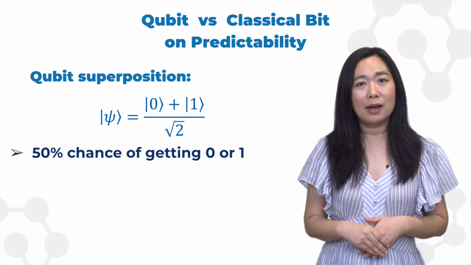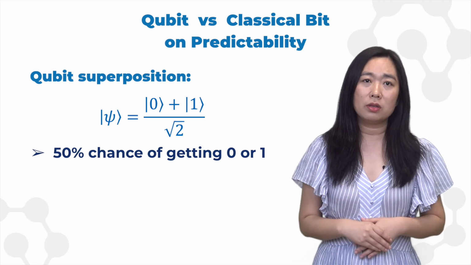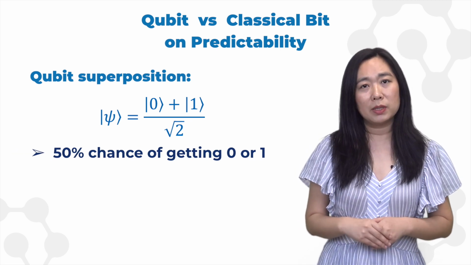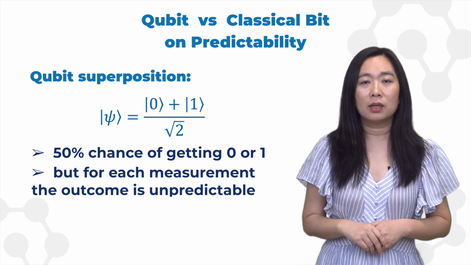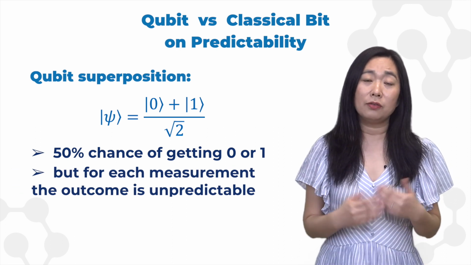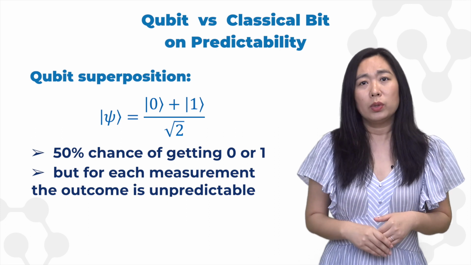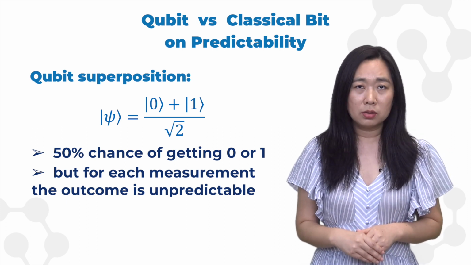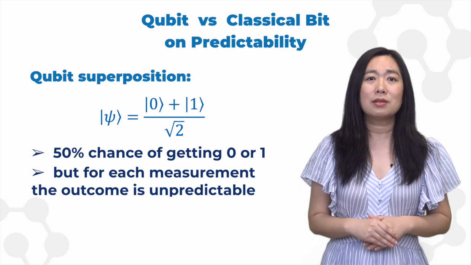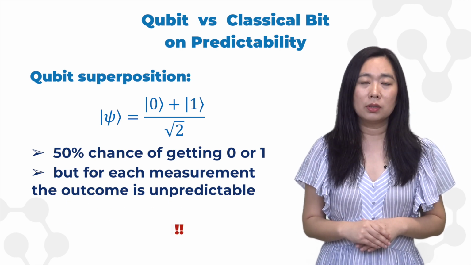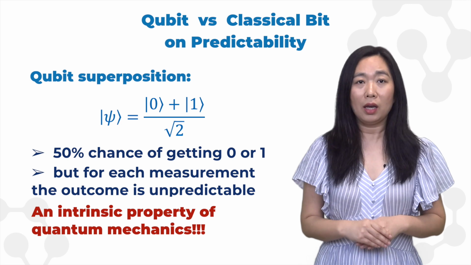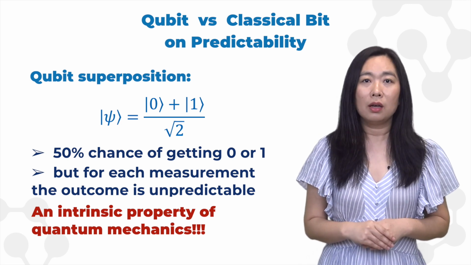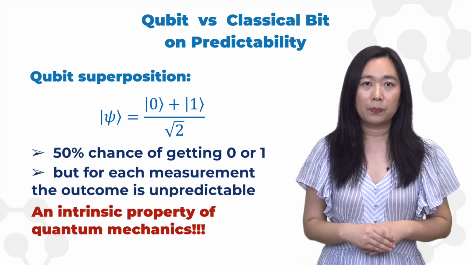We can only say that there is 50% chance of getting 0 and 50% chance of getting 1. This is not because of our ignorance, that we don't know enough about the qubit and other related information. That result is simply unknowable. And this is the intrinsic property of quantum mechanics.